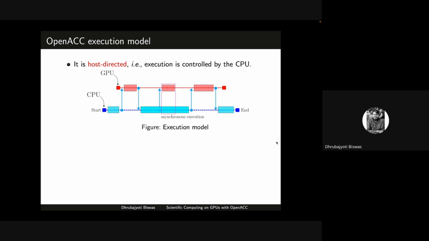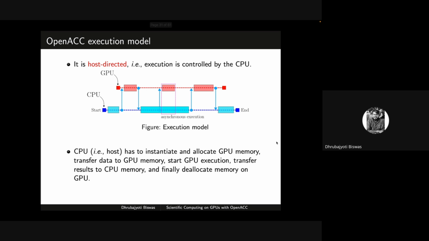So this is the execution model and it is host directed. So the CPU has to do all the things. It has to instantiate and allocate GPU memory, like how much memory on the GPU. It has to transfer the data to the GPU memory, as I have shown with the blue arrow here. It has to start the GPU execution. After the GPU execution finishes, it has to again take all the data back to CPU memory, that is RAM, and then finally deallocate memory on the GPU.